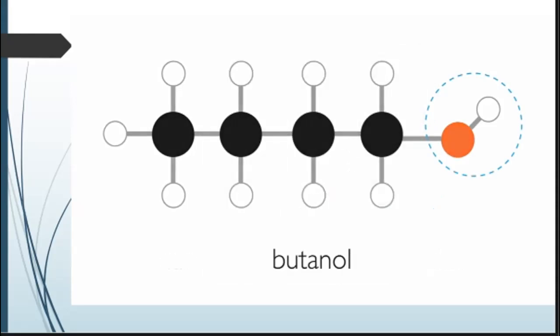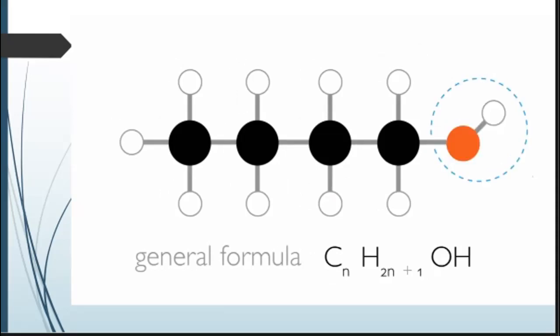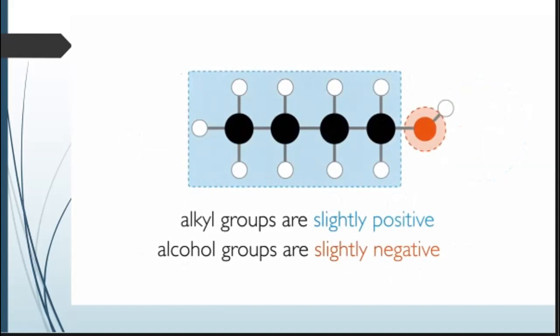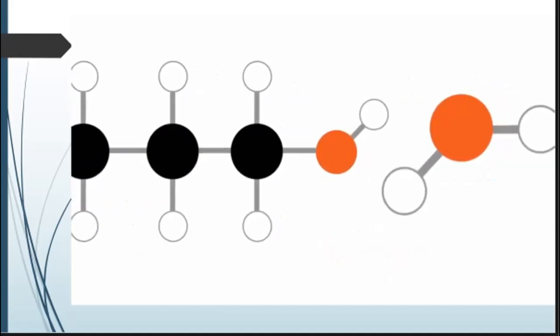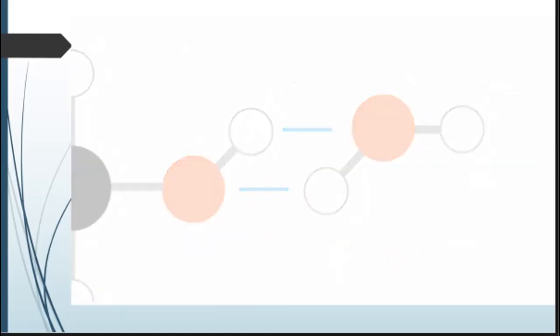This was butanol. Did you get it right? The general formula of the alcohols is CnH2n+1OH. The OH group generally makes alcohols polar molecules. The hydroxyl group also gives rise to hydrogen bonding.